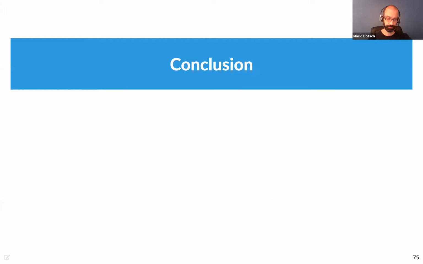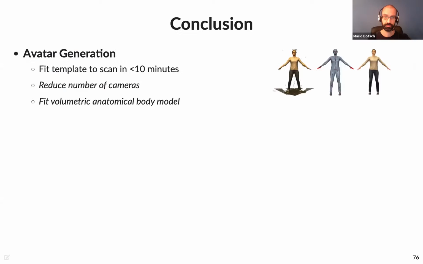So let me conclude. What I showed you is first avatar generation by fitting a template quite accurately to a point cloud. And there are tons of ideas and opportunities for future work. We use about 50 cameras. It would be cooler to have fewer cameras, like one. We are working on this, and other people are working on this. This would make avatars more accessible to more people.